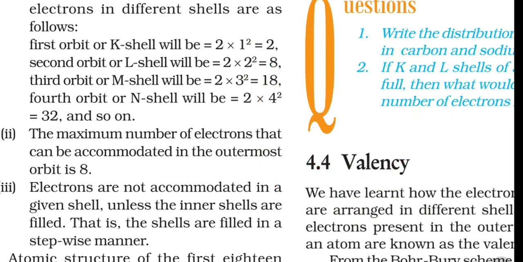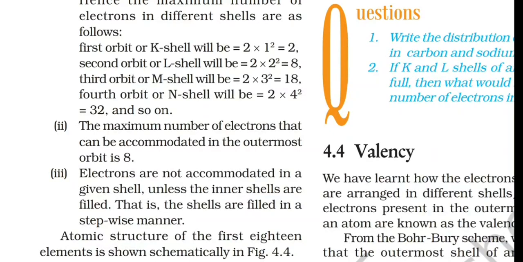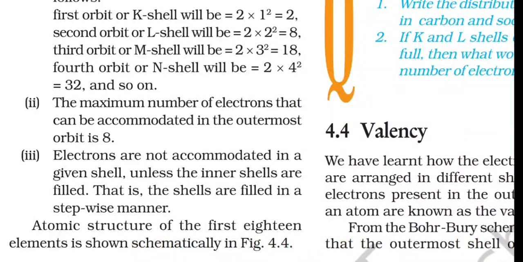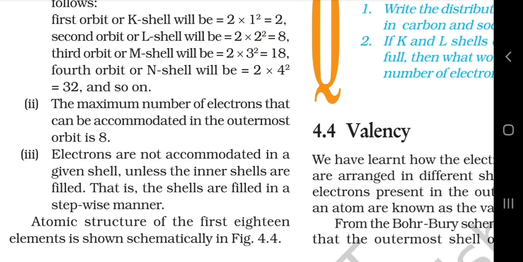The maximum number of electrons that can be accommodated in the outermost orbit is 8. The electrons are not accommodated in a given shell. Accommodated means what? Accommodated means mixing. Until the inner shells are completely filled, the electrons do not mix into the outer shells. Unless the inner shells are filled, the shells are filled in a stepwise manner.